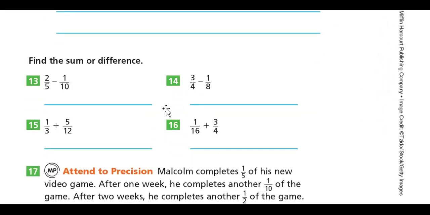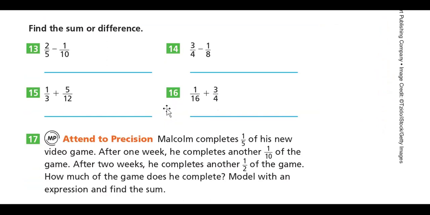Find the difference. 2 over 5 minus 1 over 10. It's not the same denominator, but I can make 5 as 10 if I multiply by 2 up and down. So it will be 4 over 10 minus 1 over 10. The same denominator, write one of them, 10, and 4 minus 1 is 3.